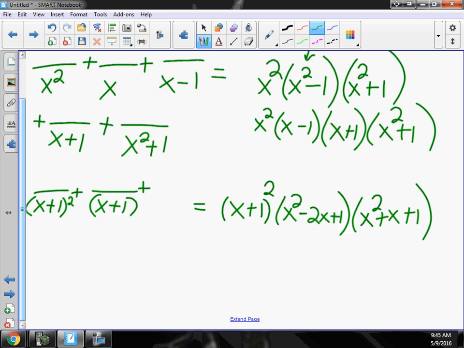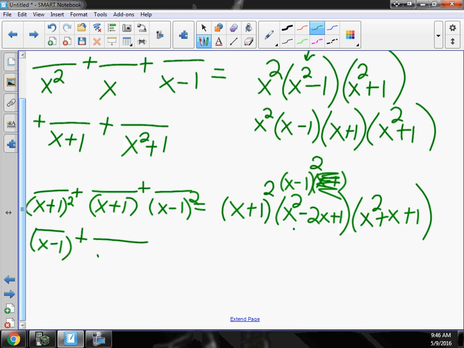Well, does this factor? Yes, it factors to be x minus 1 and x minus 1, which is really just x minus 1 squared. So what are two other partial fractions? So x minus 1, well, to keep it in order, let's square that, and then x minus 1. Okay, what about the last one? That one does not factor, so that is a possible partial fraction.